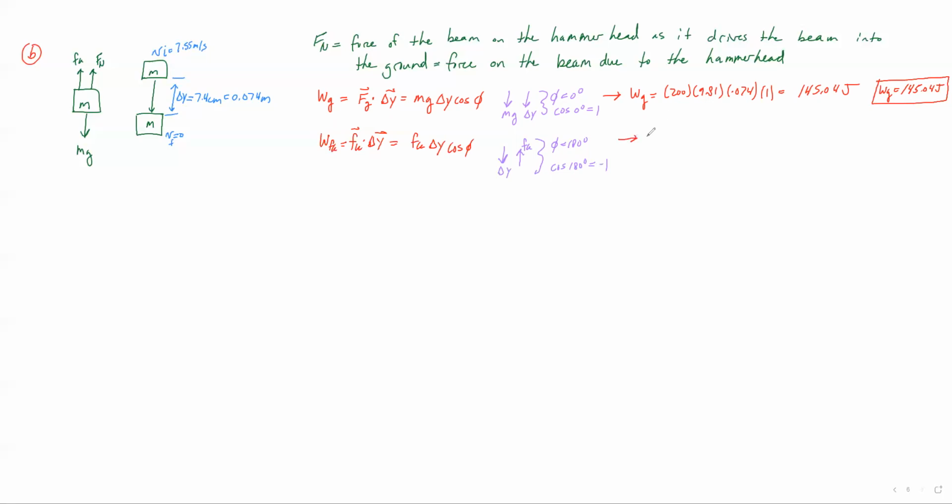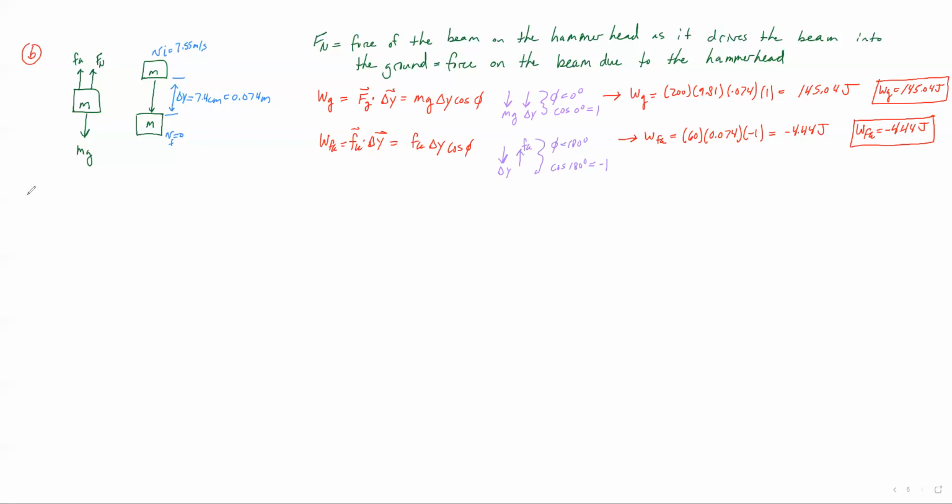So if I do this, the work due to friction is still going to be 60. Delta y is now going to be 0.074. And you have -1. So when you work that out, that's -4.44 joules. So the work due to friction is -4.44 joules. Write that down off to the side.